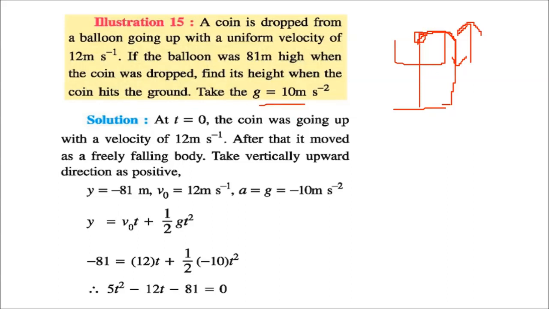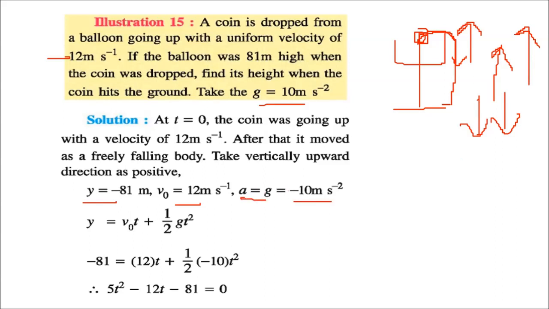So at initial point t equal to 0, the coin is inside the balloon. So what will be the velocity of the coin? Initial velocity is the same as the velocity of the balloon. After that it moves as a freely falling body. So we take upward direction as positive. Y is minus 81, because if this is positive, the y is going to be minus 81. Initial velocity is similar to the balloon, so 12 meter per second. And since velocity is going up, the negative direction will be for acceleration. So acceleration is g, that is minus 10 meter per second square. We apply the law of motion and we put all these values, we get a quadratic equation in terms of t.